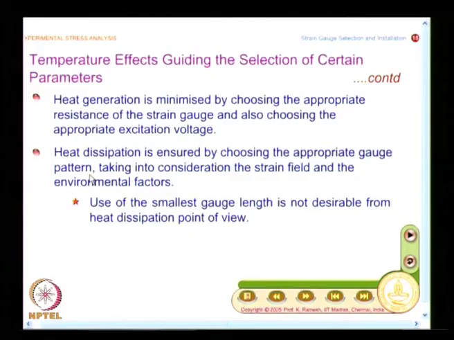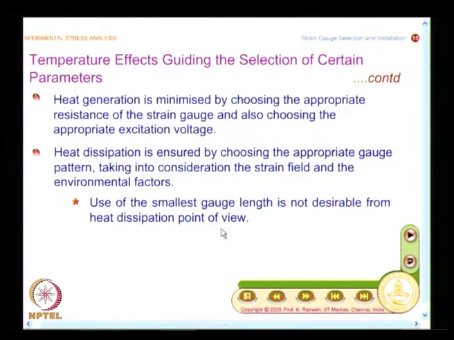We had looked at, when you are using a strain gauge rosette, should you go in for stacked rosettes? They are very appealing when you want to find out strain at a point of interest, but from the heat generation point of view, they generate more heat and dissipation will also be cumbersome in such situations. On the other hand, if I have a larger grid pattern, it improves heat dissipation. So, use of the smallest gauge length is not desirable from the heat dissipation point of view.